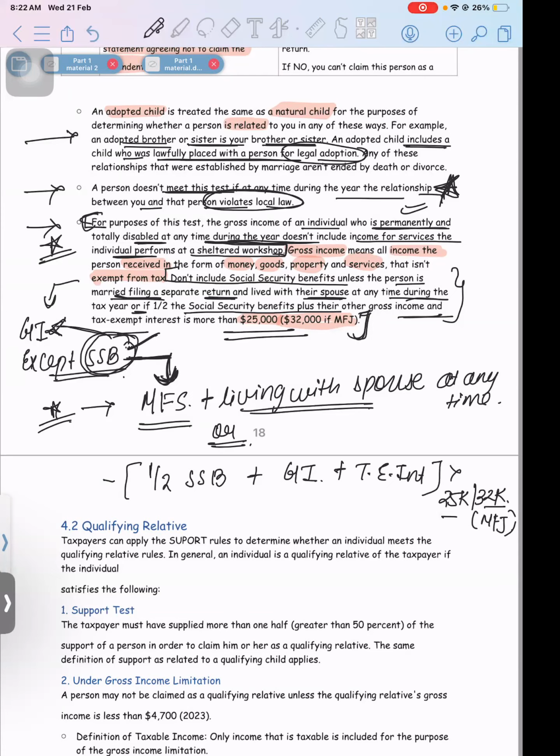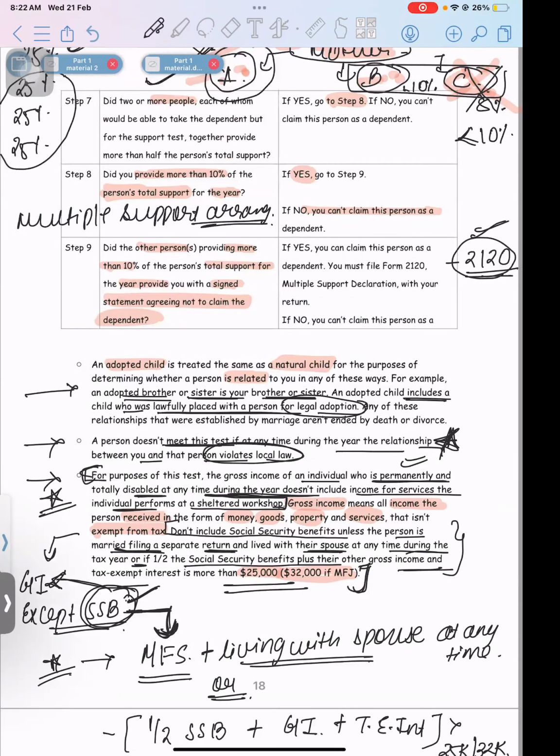Got it, guys? So this is the concept of our qualifying child and qualifying relative. Thoroughly, you don't have to look at any other material or any other concept. Just do this 9 step and read these three exceptions, three additions, I can say, and that's it for the qualifying relative topic.